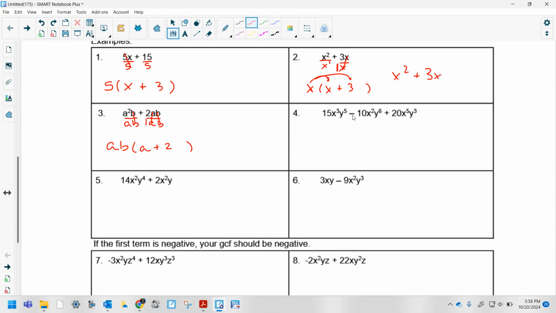3 numbers: 15, 10, and 20. The greatest common factor can't be more than 10, and 10 does not go into 15. The greatest common factor of 10, 15, and 20 is going to be 5. Let's look at the letters. x cubed, x squared, x to the fifth. They all have x's. The smallest one is x squared. The y's: y to the fifth, y to the sixth, y cubed. y cubed is the smallest, and they all have y's. We're going to divide each term by 5x squared y cubed.